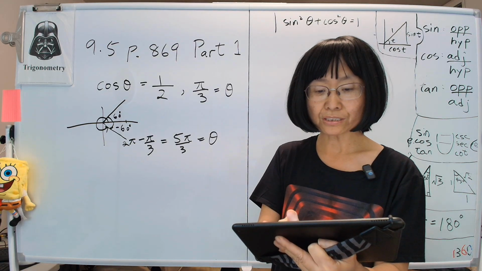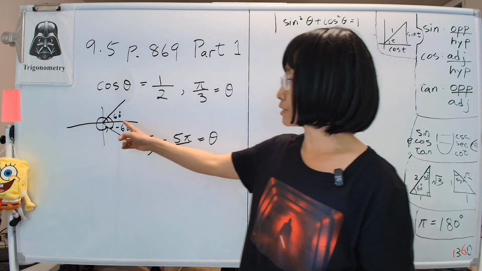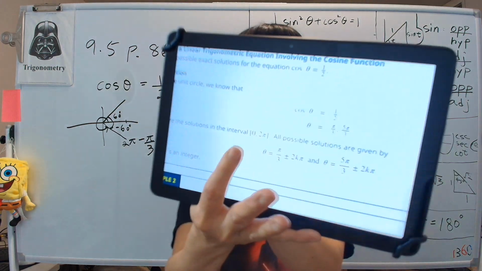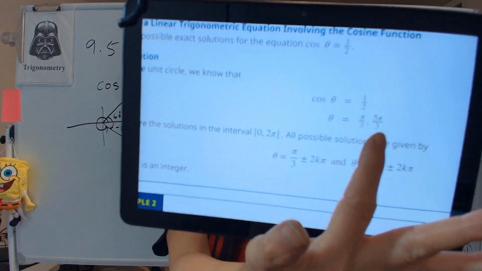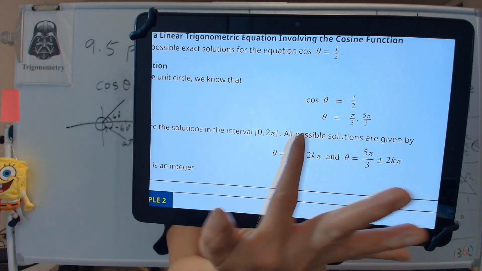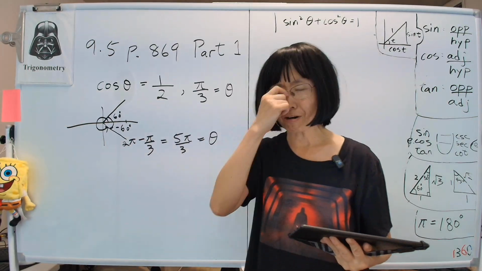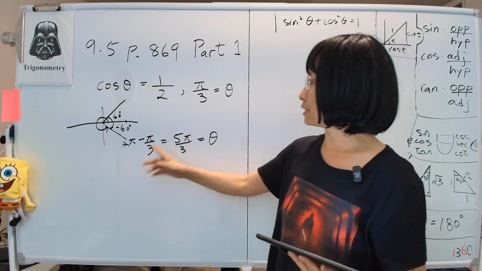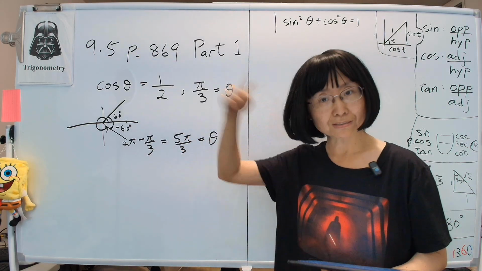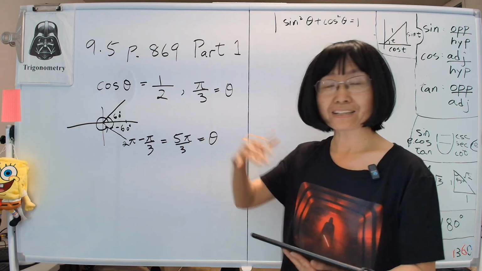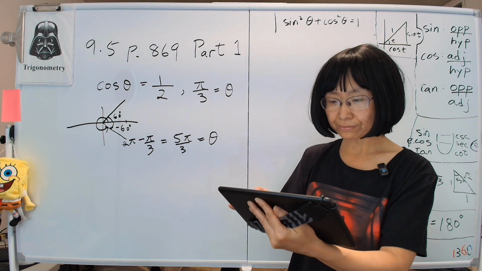But for the solutions contained within 0 to 2 pi, which is most of the time all we care about, pi over 3 and 5 pi over 3 are the only two solutions within 0 to 2 pi. But if you allow all numbers, then the one that the book gives just means we're going to keep winding around, and then you can have more solutions. Okay, so that is example 1.